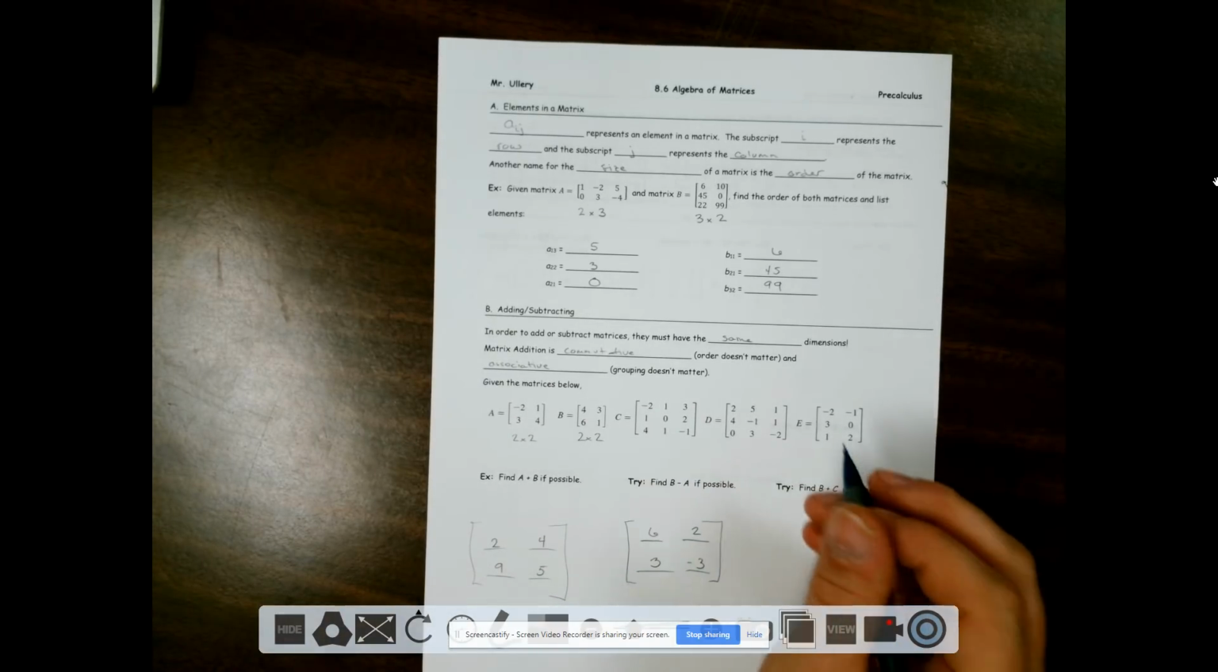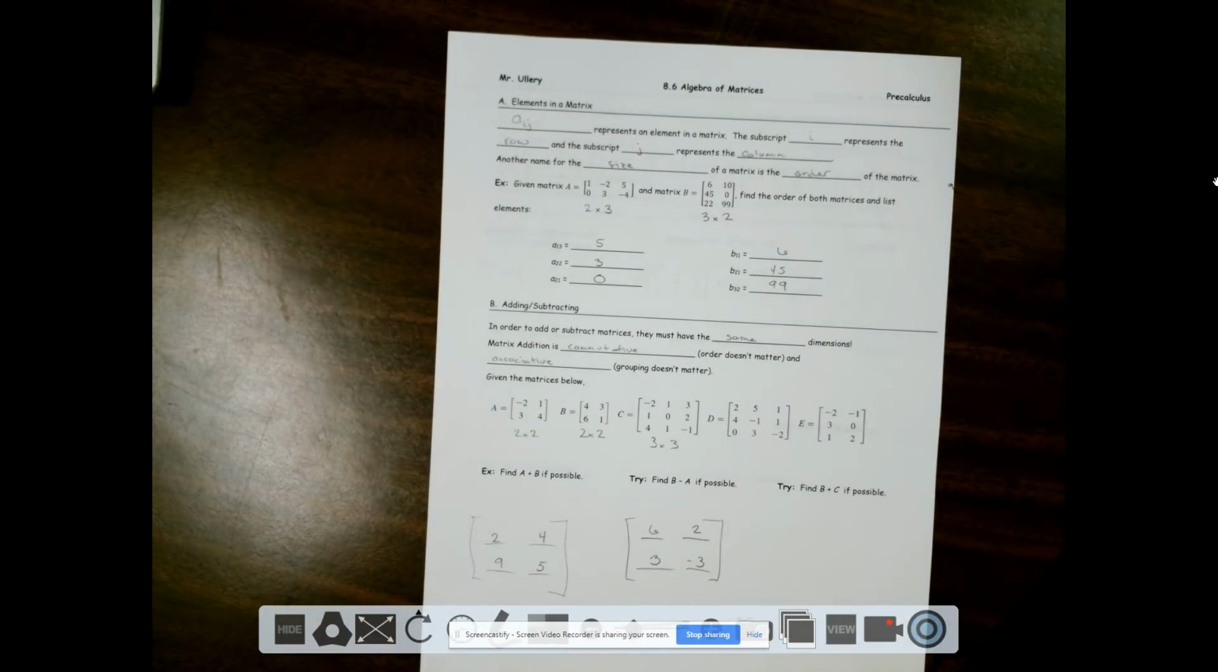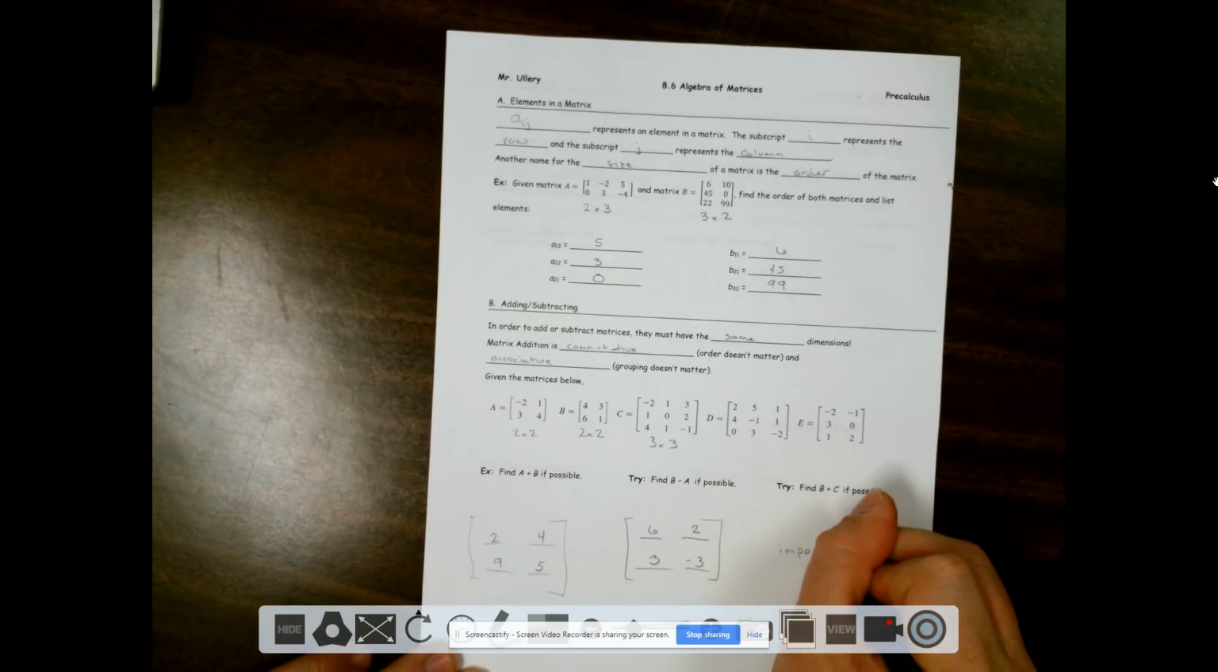B plus C, now C is a 3 by 3 matrix. It's impossible because the order is not the same. The size does not match.